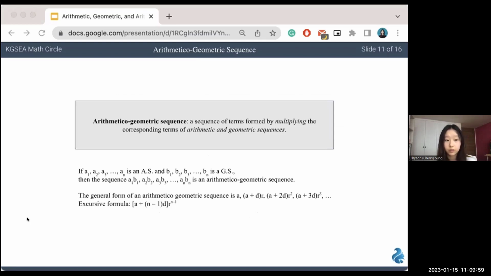Now let me introduce the arithmetico-geometric sequence, a sequence of terms formed by multiplying the corresponding terms of arithmetic and geometric sequences. So if a1, a2, a3, all the way through an is an arithmetic sequence, and b1, b2, b3, all the way through bn is a geometric sequence, then the sequence made up of the products of each term, so a1 times b1, a2 times b2, a3 times b3, all the way through an times bn, is an arithmetico-geometric sequence. The general form of an arithmetico-geometric sequence is a plus d times r, a plus 2d times r squared, etc., which will lead to the explicit formula here, which is basically the product of the arithmetic sequence and geometric sequence explicit formulas.